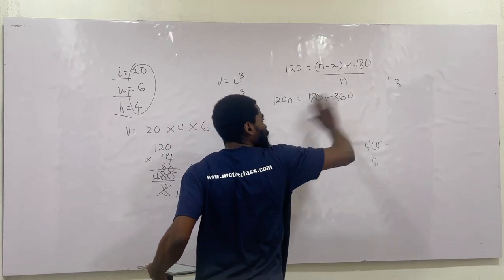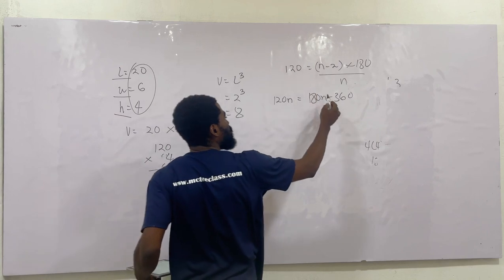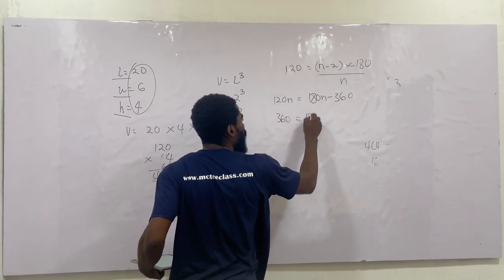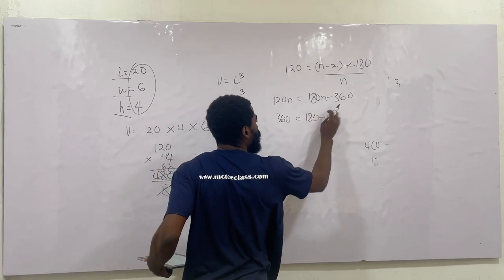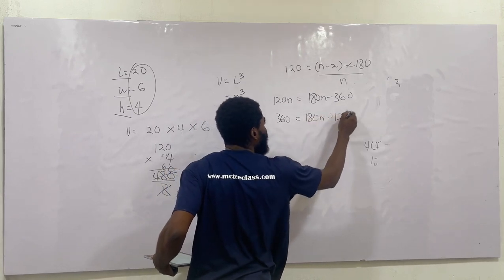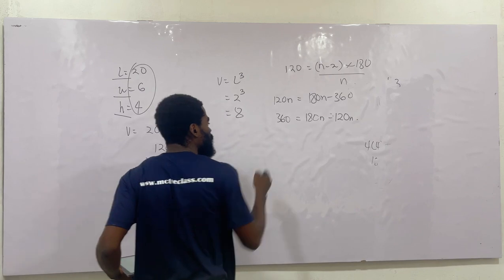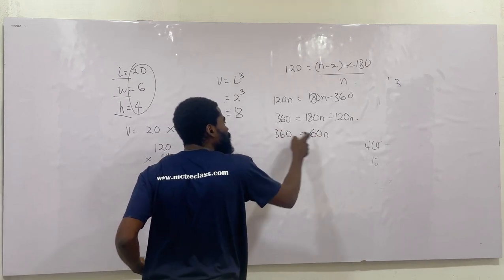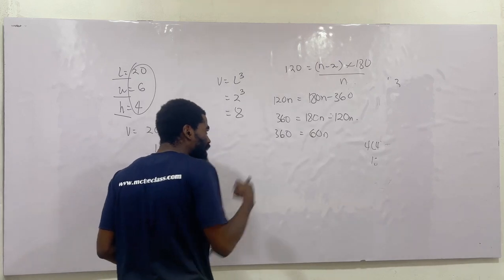So don't go and repeat this thing again. No, you are wasting time. Just open the bracket from there. Let this one cross out. This one comes here. We'll get 360 equals 180n minus 120n. This gives me 360 equals 60n. From here, I know 60 will go 6 times, but let's calculate and see.